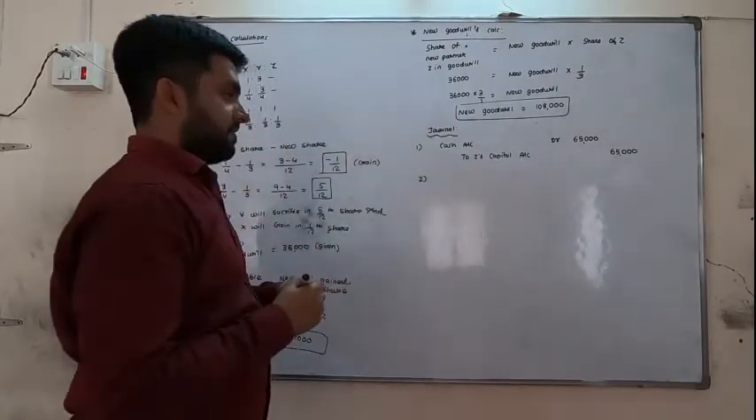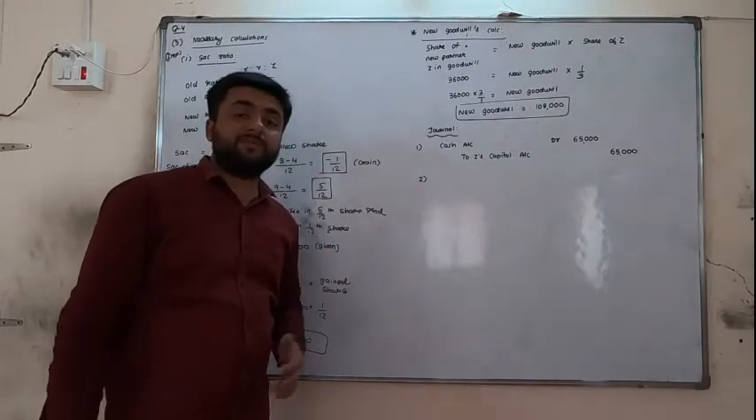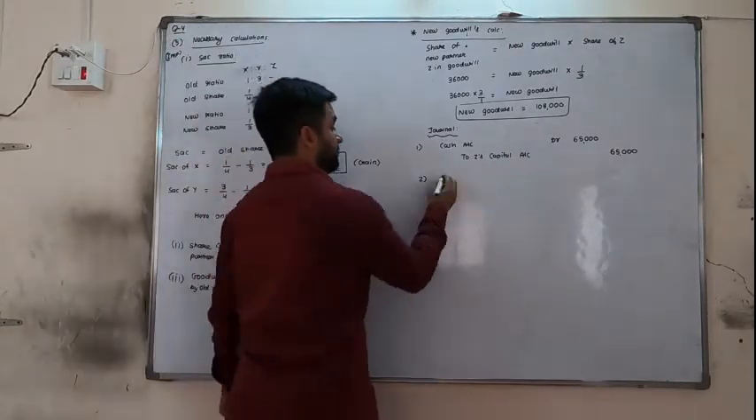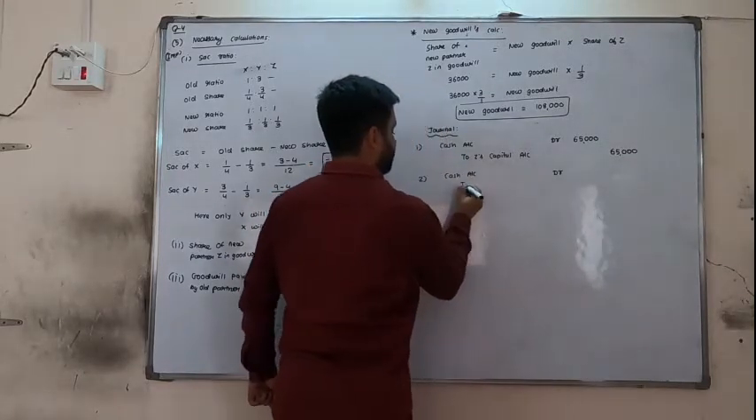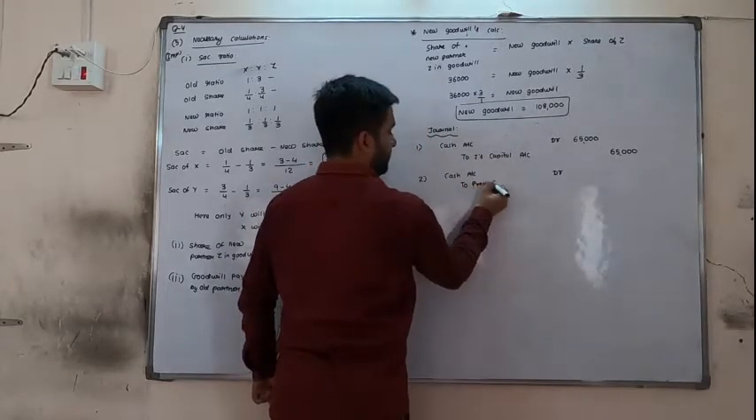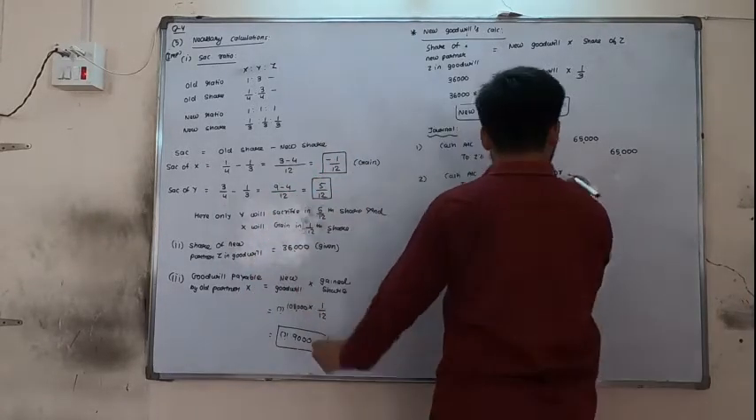Number 2. And as per the format, number 3. Now the new partner is bringing premium of goodwill in cash. So the entry for that would be cash account debit to premium for goodwill account. Now it was given already, 36,000.